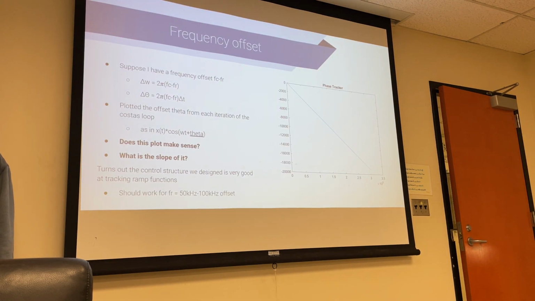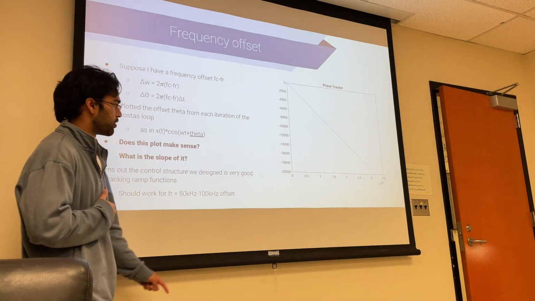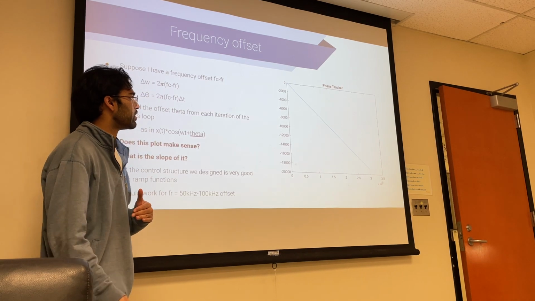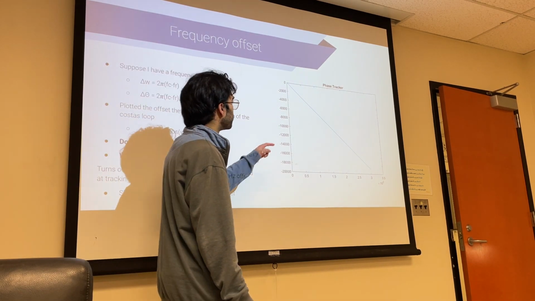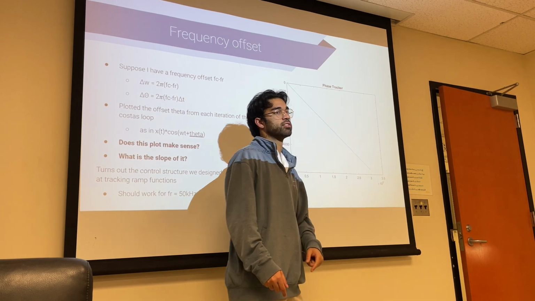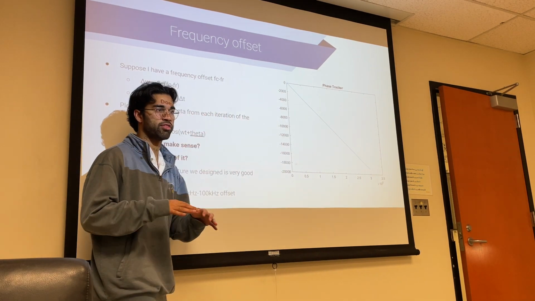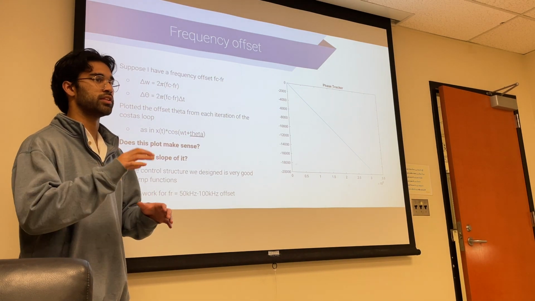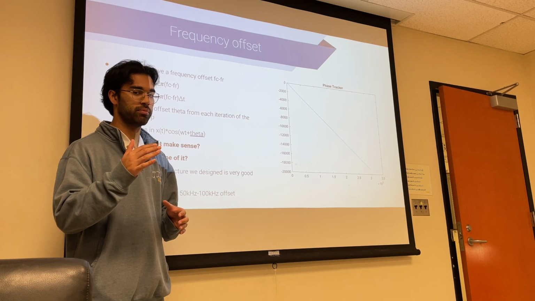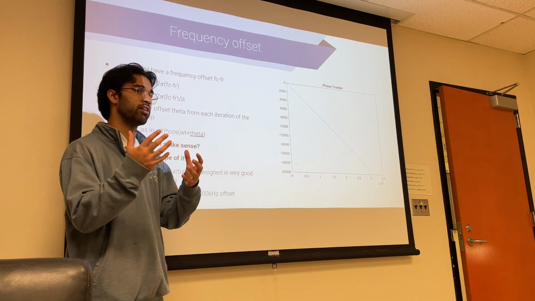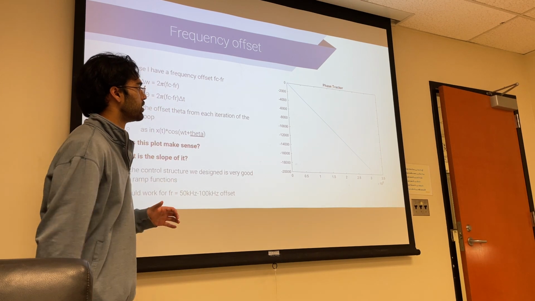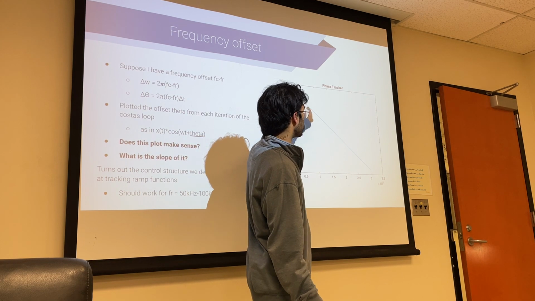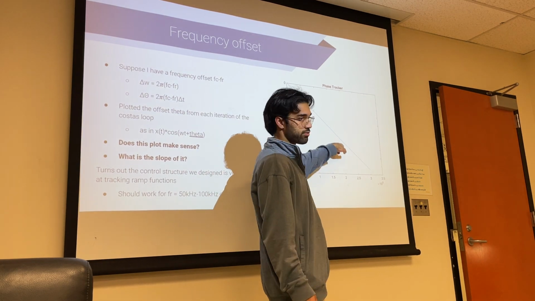Okay, next thing I'll talk about is frequency offset. So this part over here is where I implemented some frequency offset and plotted the phase. What I mean by the phase is, in our cosines loop we have a theta, the theta we adjust to match the phase of our input signal, right? And so the theta creates a ramp function, but negative, okay?